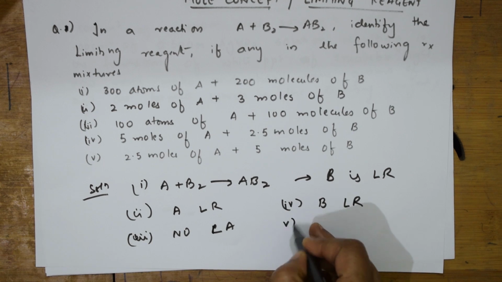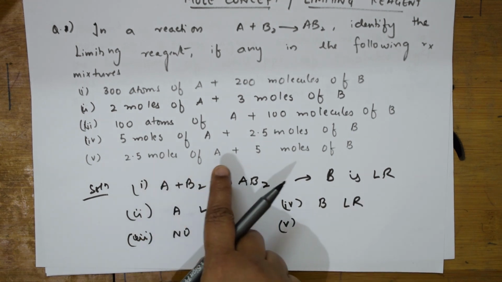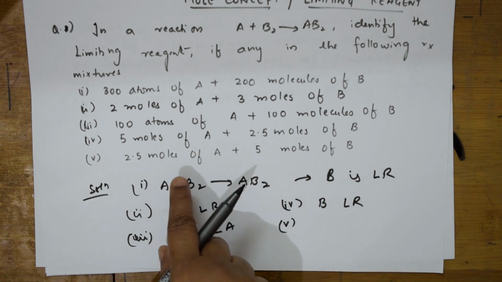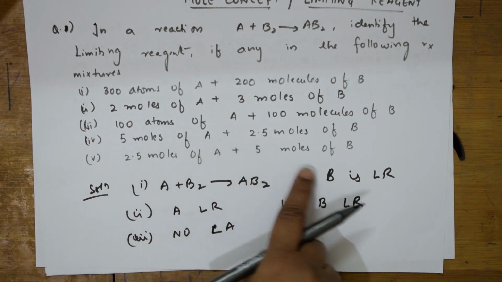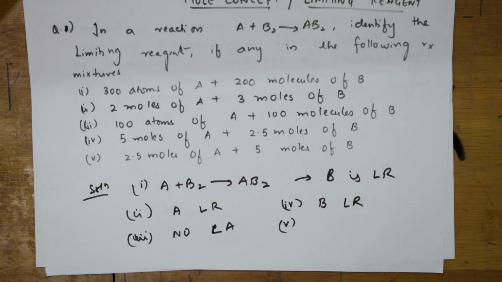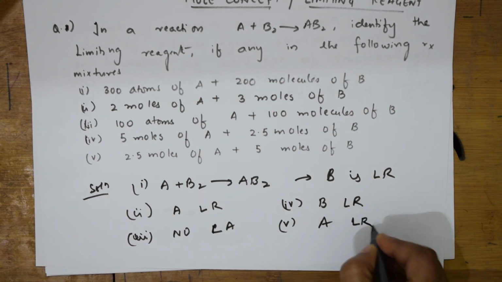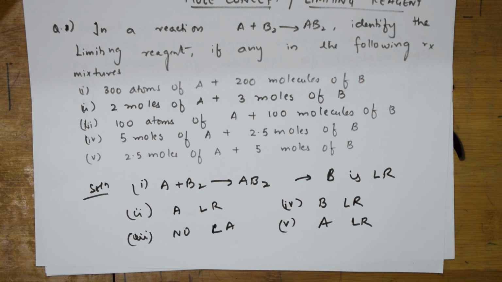Simple. Fifth one, 2.5 moles of A and 5 moles of B, they said. Here again just see which is consumed more in both the cases. 2.5 is consumed more, right? So here in the last case, A is a limiting reagent. That's it. This is how we are going to do the limiting reagent questions.